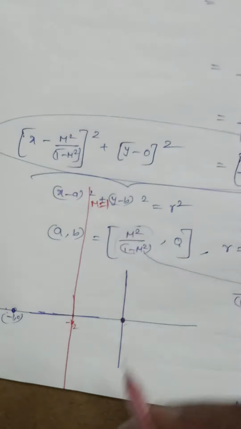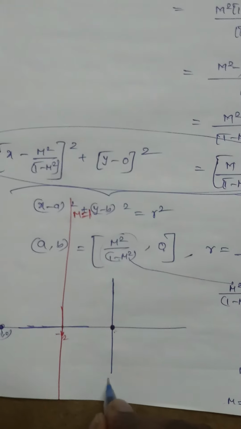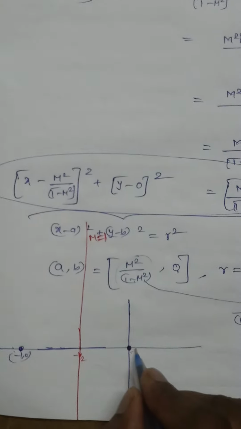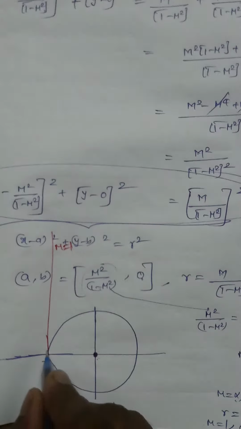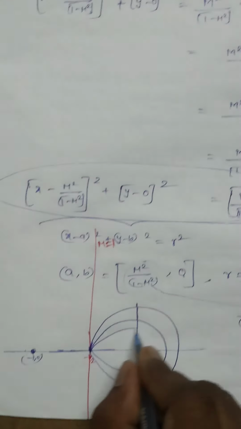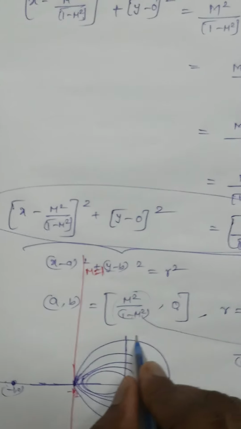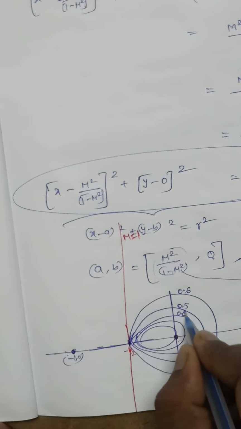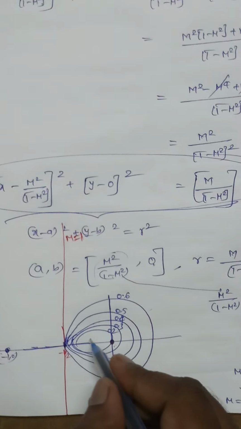This is called the m is equal to 1 line, and whenever the circles are drawn here, whenever m is less than 1, the circles will be present like this. This is one circle, and this is another circle, like that. There are so many circles, and this is m equal to, suppose, 0.6, 0.5, 0.4, 0.3, 0.2. If m value decreases, then the circle radii will decrease here.